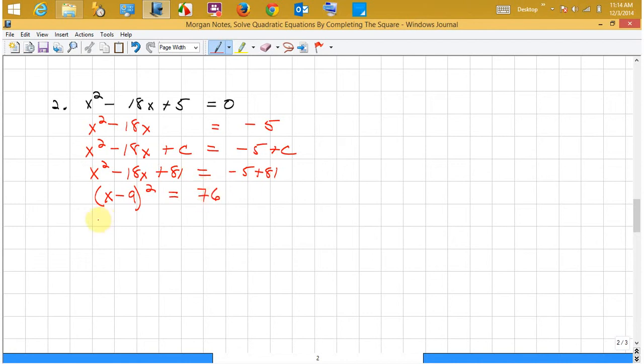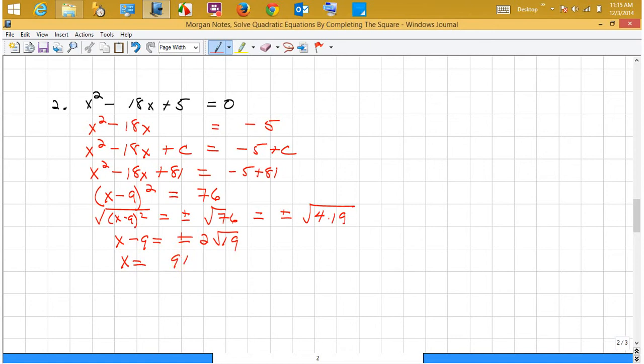Taking the square root of both sides. And 76 is really plus or minus 4 times 19. So what I would have is x minus 9 is equal to a plus or minus 2 times the square root of 19. And moving the 9 over, I get x is equal to 9 plus or minus 2 times the square root of 19.